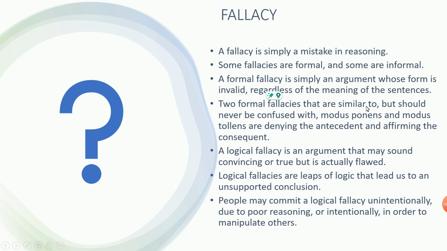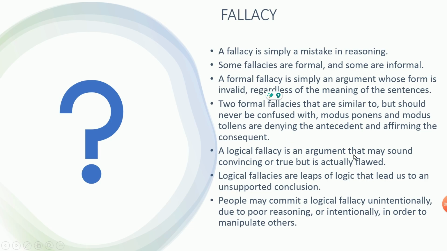Two formal fallacies are similar to, but should never be confused with, modus ponens and modus tollens. You remember we talked about them in the syllogism class in numerical ability. I hope you remember that, or try to recall it, because both are similar, but at the same time they are not the same. They are denying the antecedent and affirming the consequent. I don't want to repeat the explanation for modus ponens and modus tollens, so go through the previous video or the slides I have given.